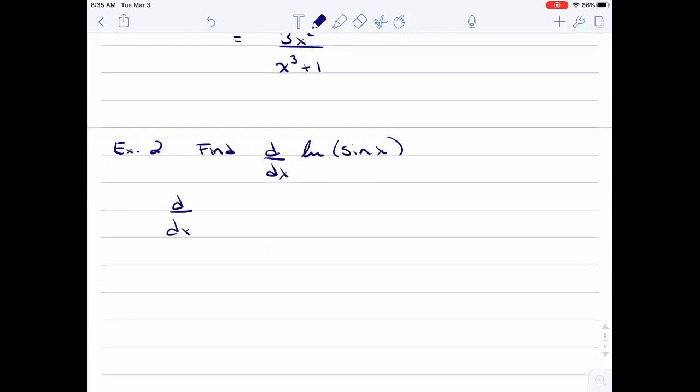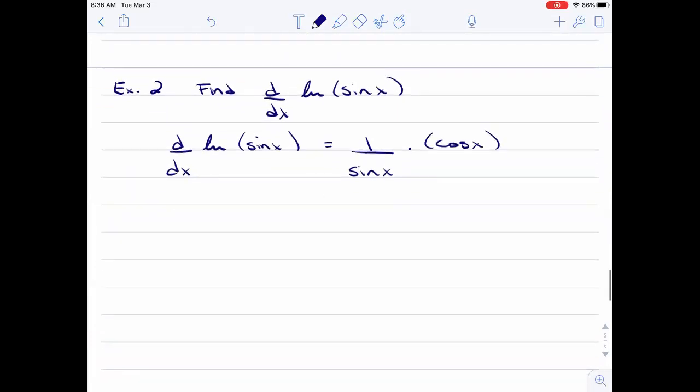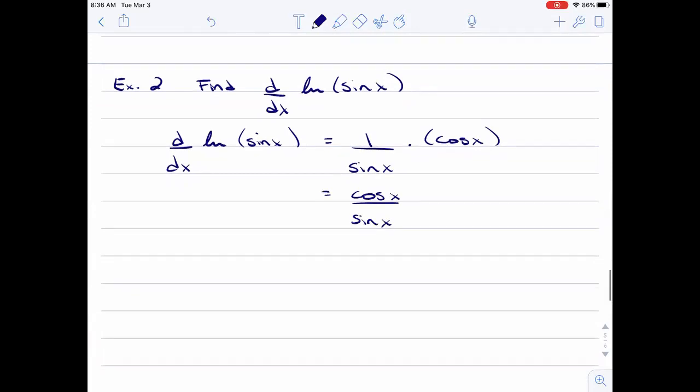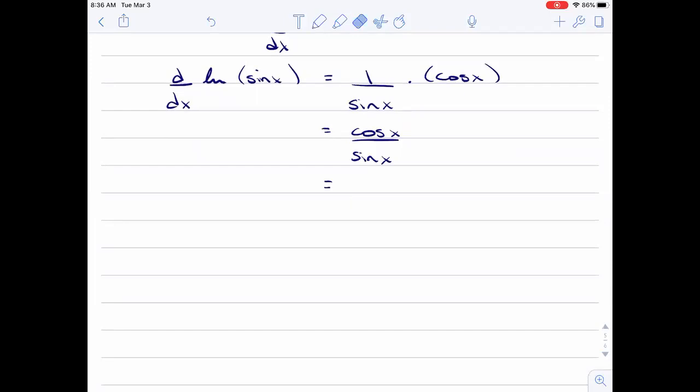So if we have d/dx of the natural log of sine x, the outside function that we have is the natural log, so the derivative of that is 1 over sine x times the derivative of the inside, sine x, which is cos x. So I have cos x over sine x. Well, we know sine x over cos x is tan x, and so this is the inverse of that, which means we must have the cotangent of x.